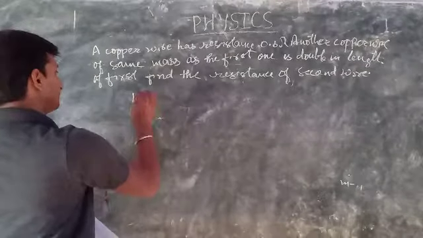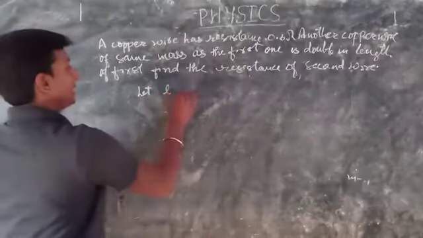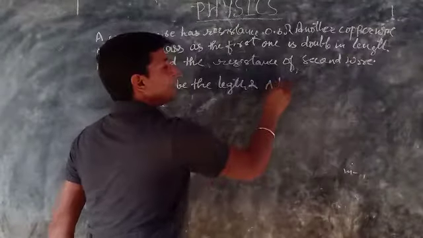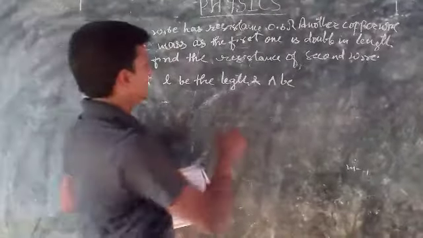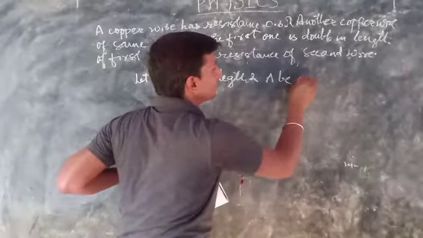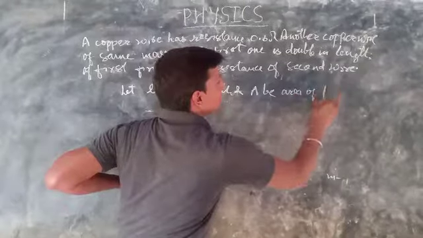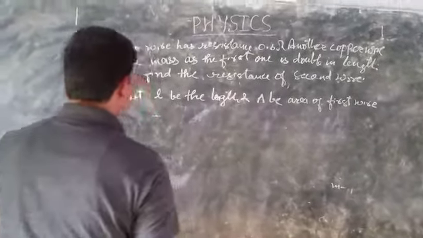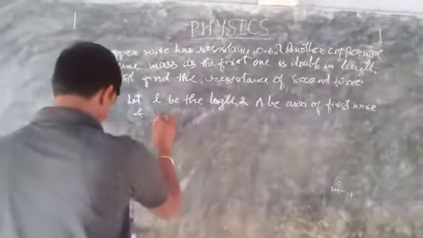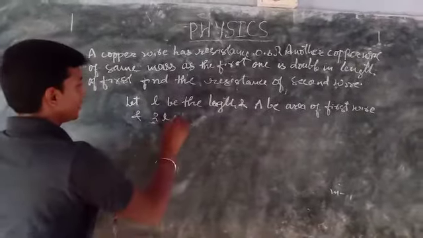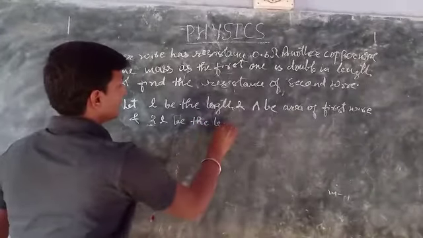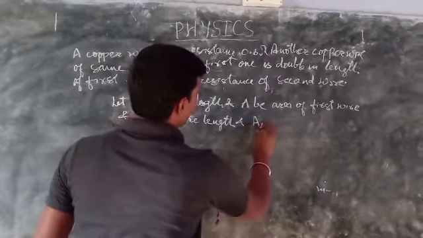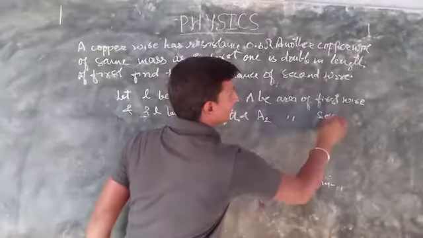Let L be the length and A be the area. जो फर्स्ट वायर है उसका लेंथ और एरिया हम लोग सपोज कर लिए. और सेकंड वायर, similarly, let L2 be the length and A2 be the area of second one.